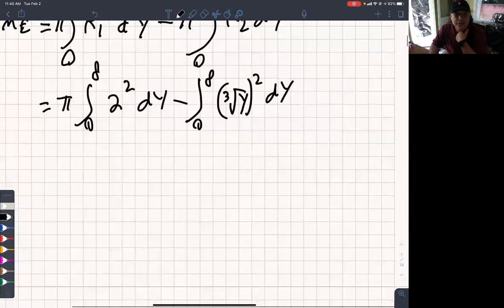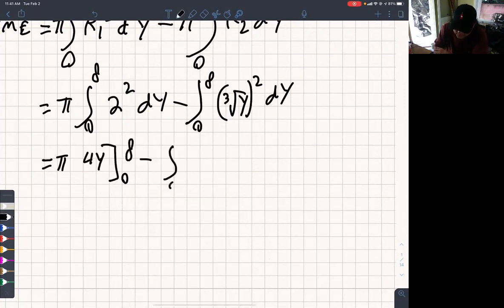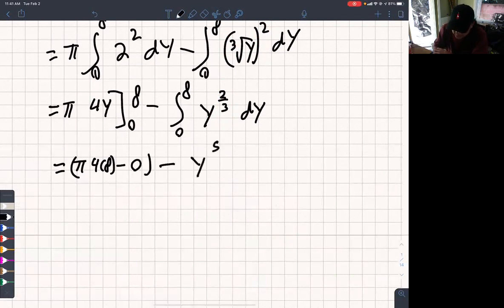And now the rest is just taking antiderivatives. So let me do this. The antiderivative of 4 is just going to be 4y. For the second one, I'm going to rewrite it because cube root of y squared is this. Remember, the bottom is the root, the top is the power. This one, I'm going to go ahead and plug in 8. Then you plug in 0, and it's just 0, you can see. Minus the antiderivative of this, you add 1 to the exponent, which is 5/3, but then you divide by 5/3.